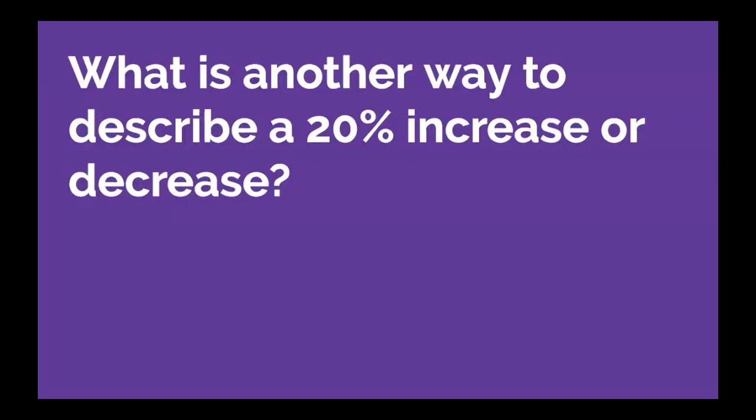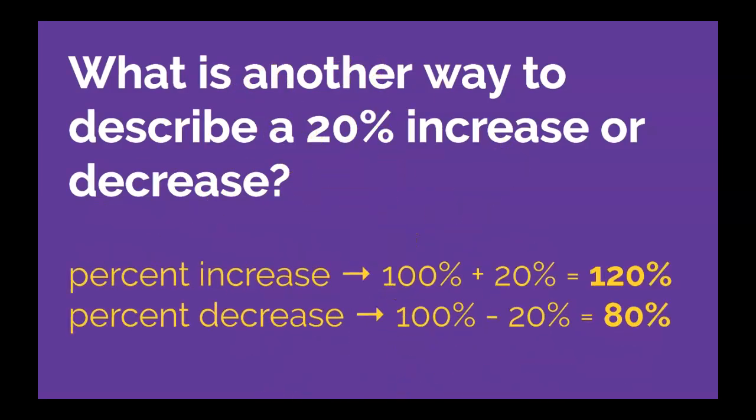All right, so what's another way to describe a 20% increase or decrease? When you say 100% plus 20%, that's a 20% increase. So you could say we have 120% of the original amount. If we decrease by 20%, we would do 100% minus 20%. So we now have 80% of the original amount.